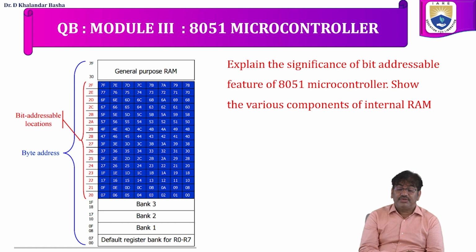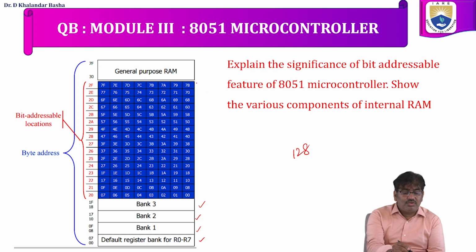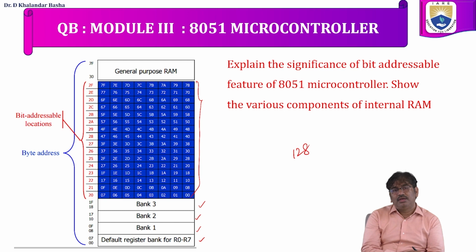Next, explain the significance of the bit addressable features of the 8051 microcontroller. Show the various components of internal memory. In the 8051 microcontroller, we have 128 bytes of RAM, out of which 8 registers are there for bank 0, 8 in bank 1, 8 in bank 2, 8 in bank 3. Then we have 16 memory locations which are bit addressable.